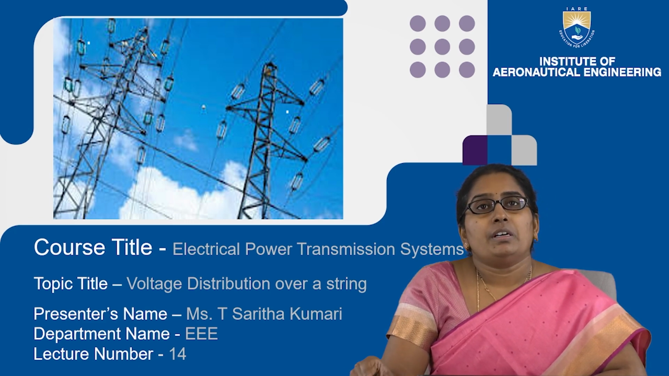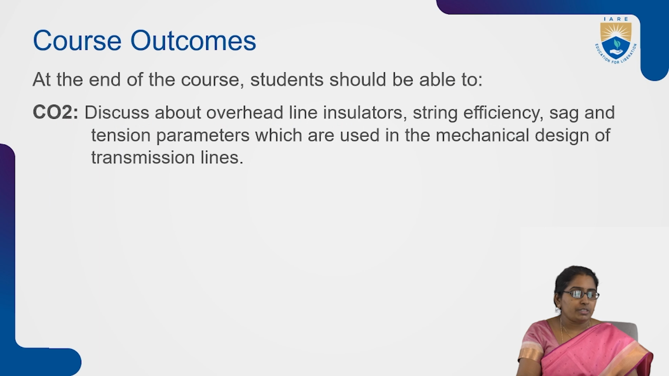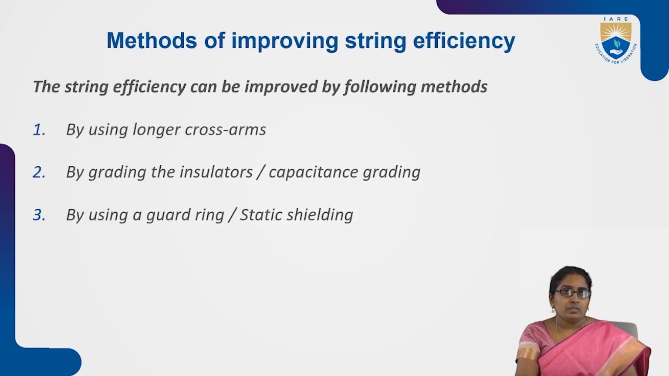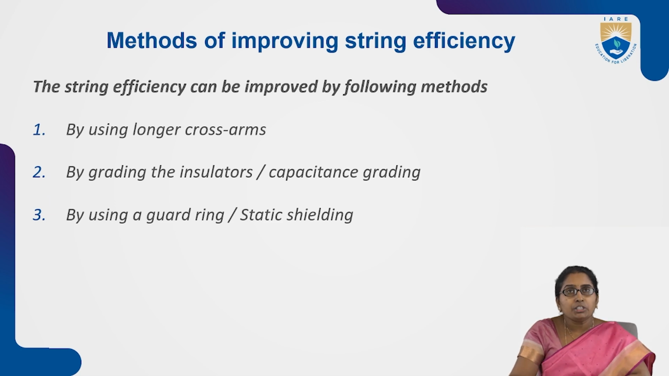Today the topic is voltage distribution over a string. This topic is mapped to course outcome 2: methods of improving the string efficiency. We know that there is a type of insulator which is the suspension type insulator. In my last lecture we saw that there are 4 types of insulators. Out of those, the commonly used one is the second type, the suspension type insulator.